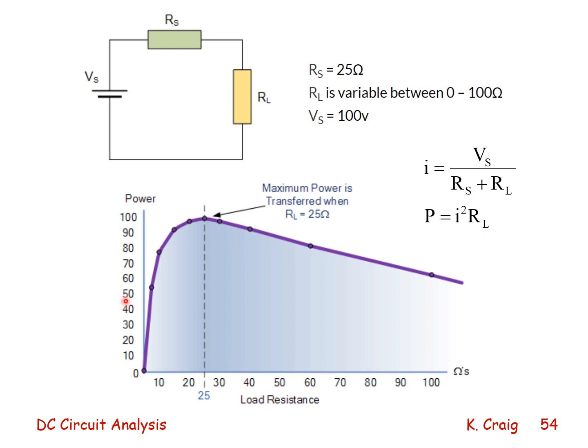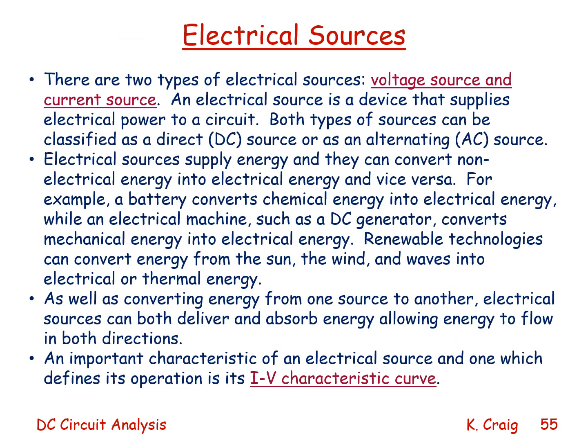If I now plot power versus load resistance, the graph shows me that I get a maximum value of power when the load resistance equals 25 ohms, which is the same as the source resistance. So this verifies our mathematical result.